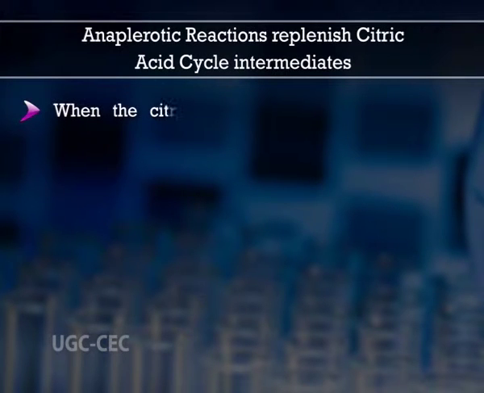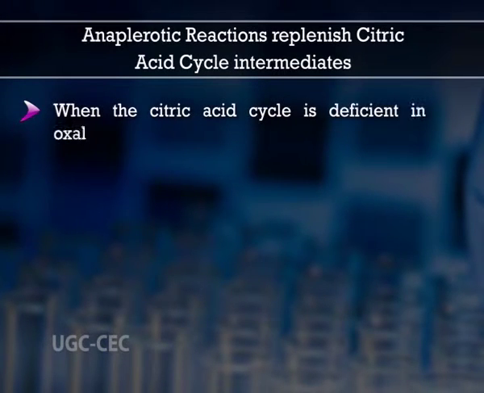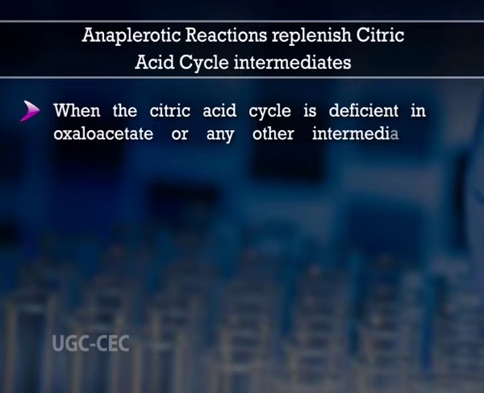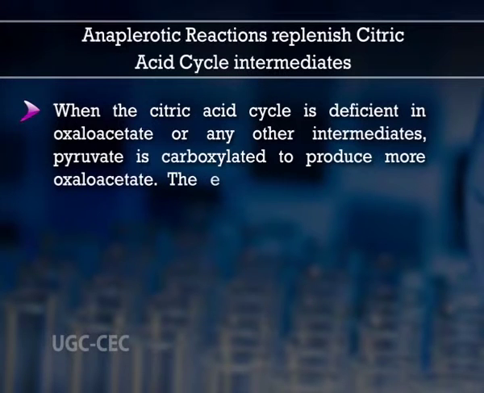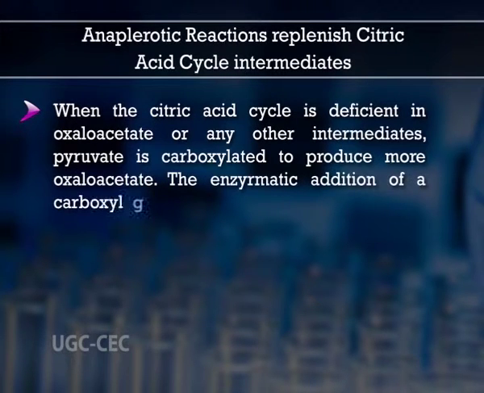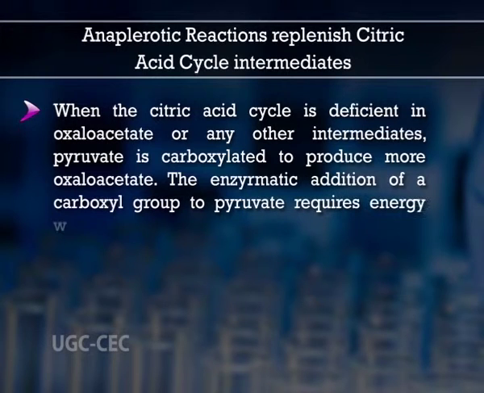When the citric acid cycle is deficient in oxaloacetate or any other intermediates, pyruvate is carboxylated to produce more oxaloacetate. The enzymatic addition of a carboxyl group to pyruvate requires energy, which is supplied by ATP.